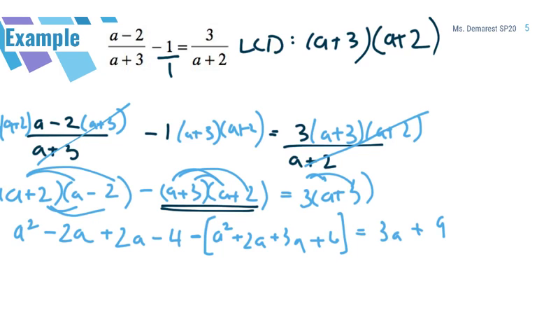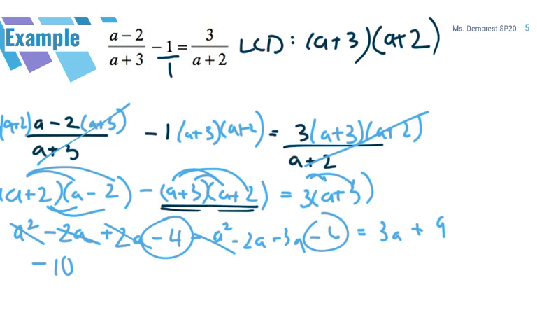Let's simplify by combining some like terms. Negative 2a plus 2a goes away. Then I'm going to distribute this negative in, so let me change those signs. This becomes minus a squared minus 2a minus 3a minus 6. I was just distributing that subtraction in to show I'm subtracting all of this. Then a squared minus a squared cancels, and we are left with negative 4 minus 6, which is negative 10.